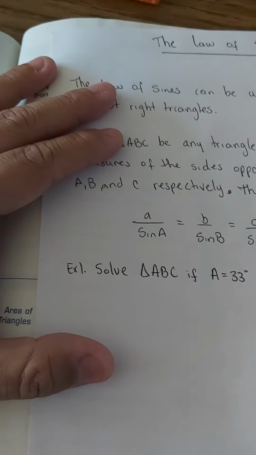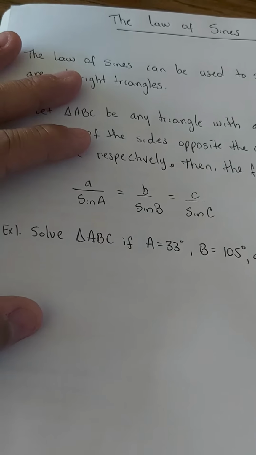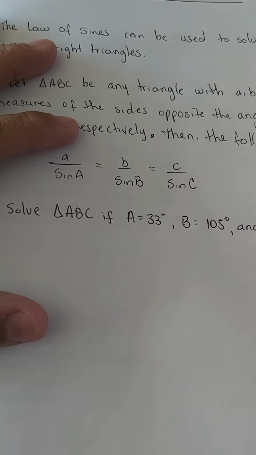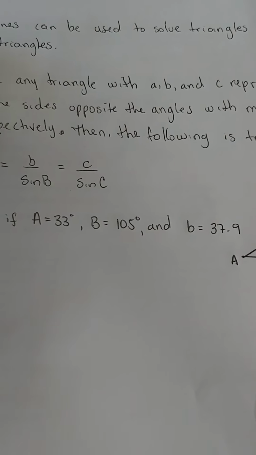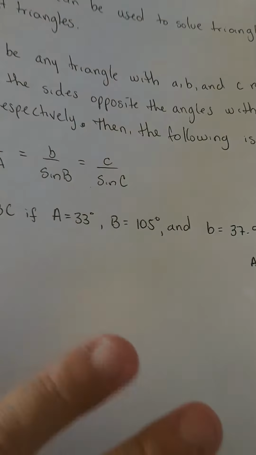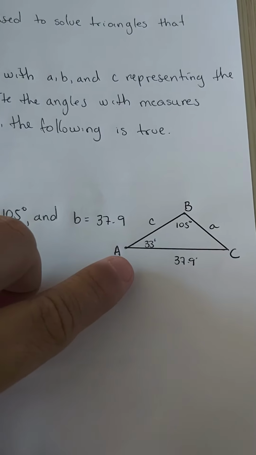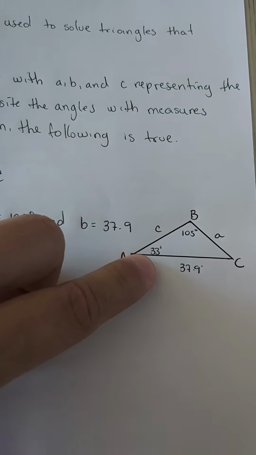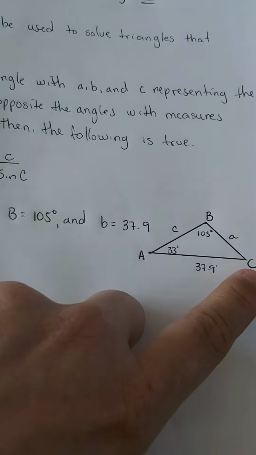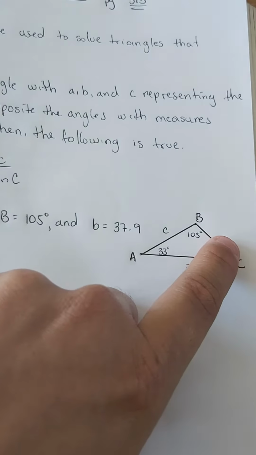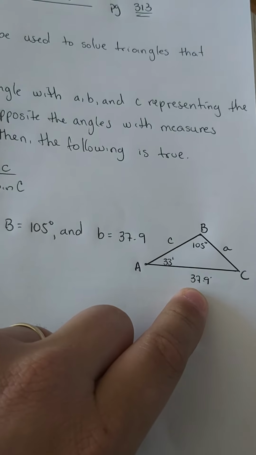So if we look at example 1, it says solve triangle ABC if angle A equals 33 degrees, angle B equals 105 degrees, and side c equals 37.9. So we have the triangle ABC. We have angle A, 33 degrees, angle B, 105, and side B, 37.9. I meant side b, 37.9.